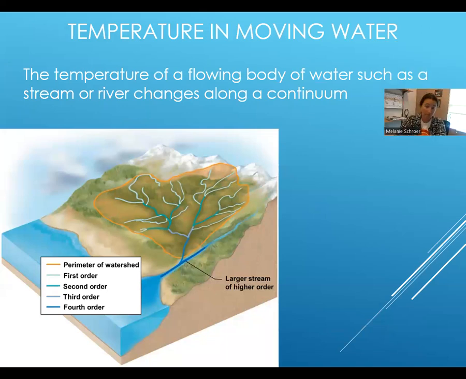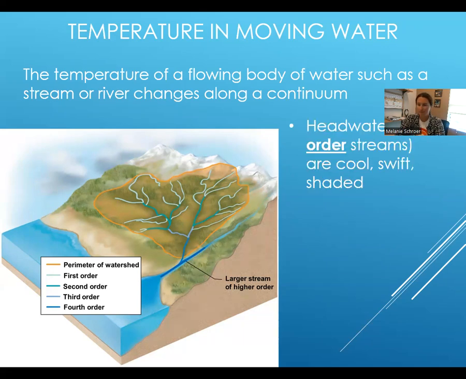Temperature in moving water. Mostly what we've been looking at so far are lakes and oceans, but when the water is moving, it actually has different temperature patterns. And so what we can see here is a watershed, all of the water from an area of land draining into one single source. We can see that there are lots of little streams that converge together until they ultimately form these larger bodies of water and drain into a bay, an ocean, a lake, something.